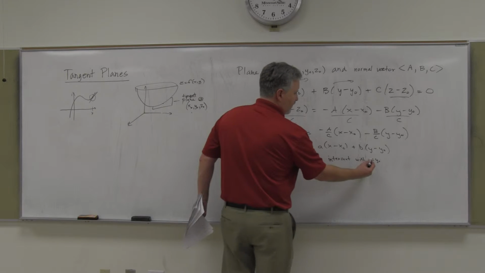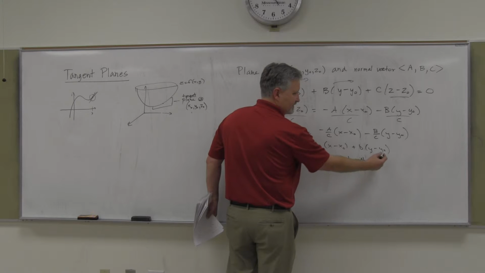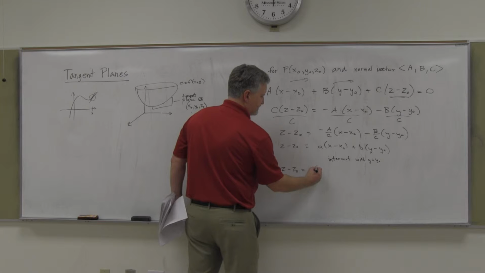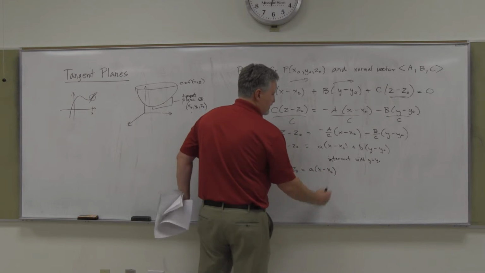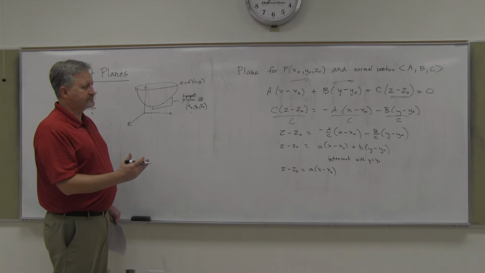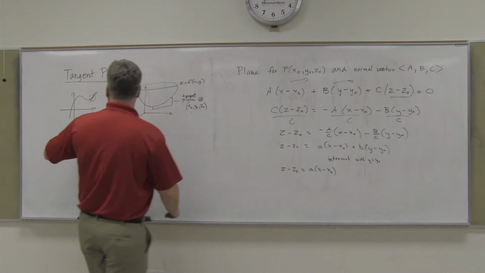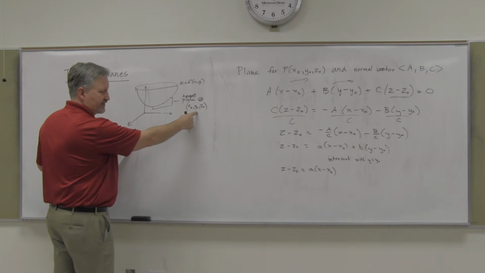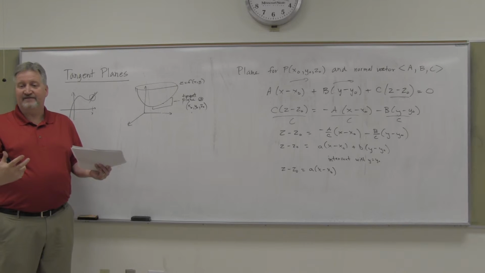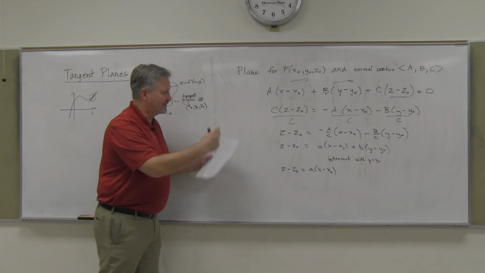Since y equals y0, isn't that 0 right there? So we just wind up with z minus z0 equals a times x minus x0. And remember that intersection with the plane where y equals this given point, that's the tangent line. The slope of the tangent is the tangent line to the curve.